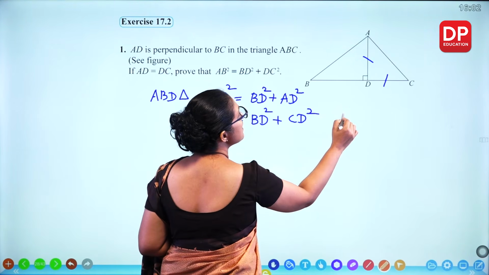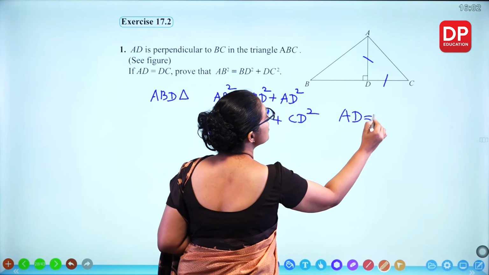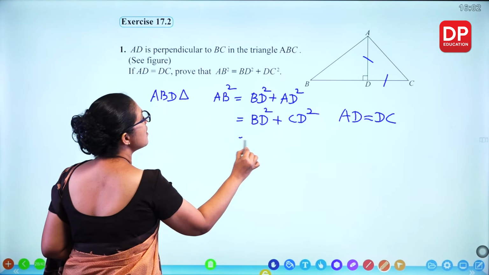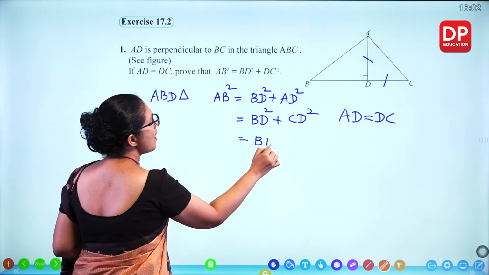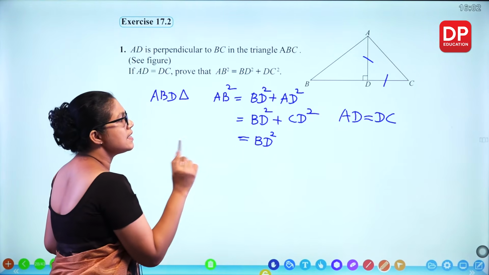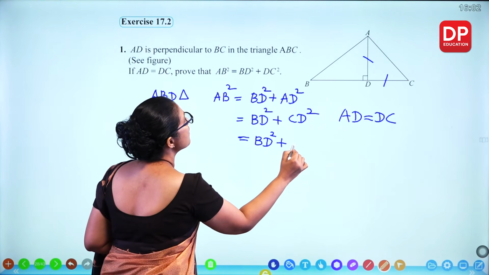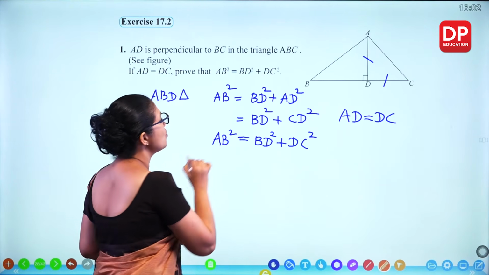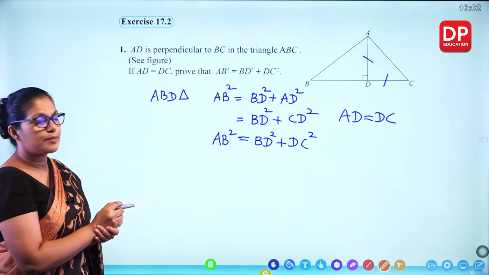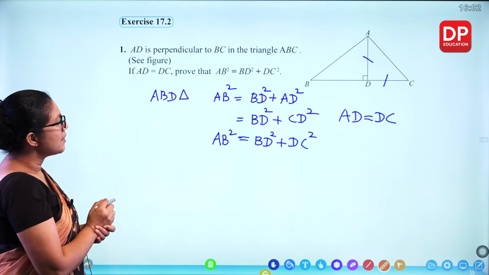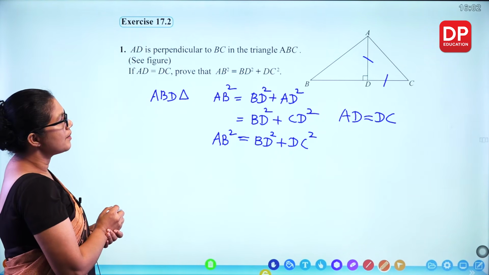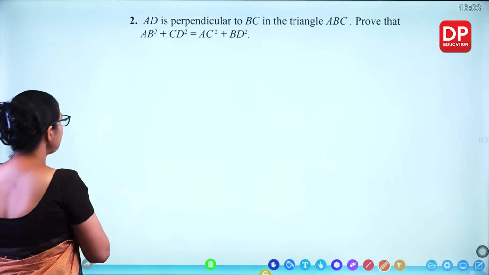Because AD is equal to DC. So here what happens? BD squared, CD, DC, same thing. I'll write DC squared. So AB squared is equal to DC squared. AB squared is equal to BD squared plus DC squared.